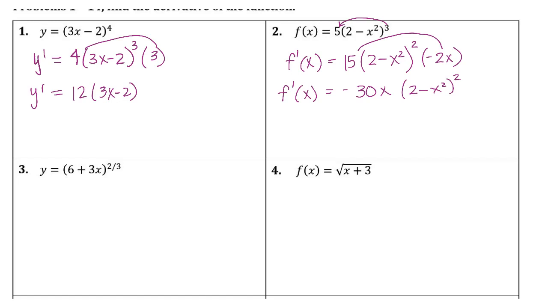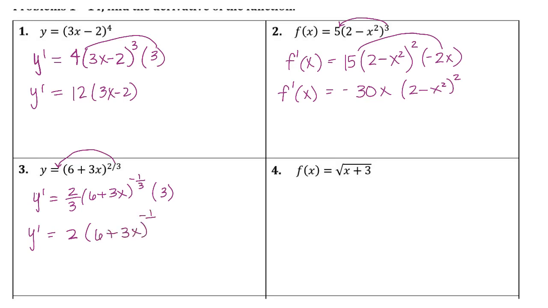Okay, number 3, again, same process. Doing the chain rule, it really does help clear up a lot of this other extra algebra. We're going to have 2/3 times 6 plus 3x, and then that's going to be raised to the negative 1/3, and then times the derivative of the inside. So your final answer, again, these three should cancel, so you have 2 times 6 plus 3x, all raised to the negative 1/3.